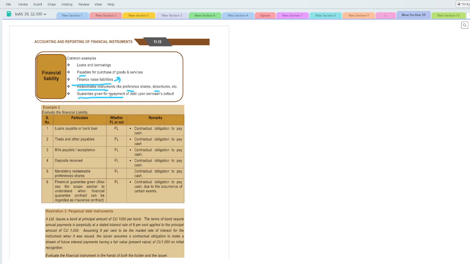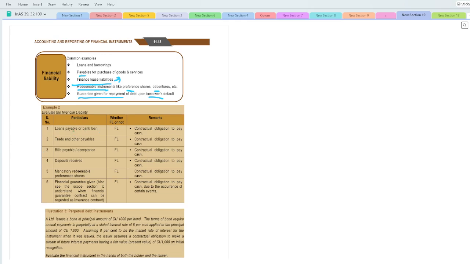Guarantee given for the repayment of the debt upon the borrower's default. So this also we have covered. Here the guarantee is given, and in the guarantee given, you are receiving the fees. Maybe you are receiving the fees now, and then in the future you will be paying the amount which the borrower has defaulted. So here also only the one leg is there, that is the payment in the future of the cash. So that's why it's a financial liability here.